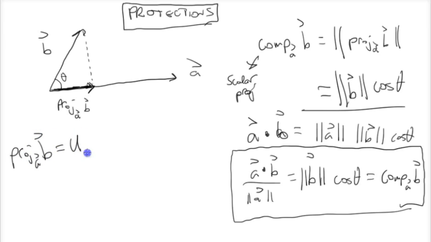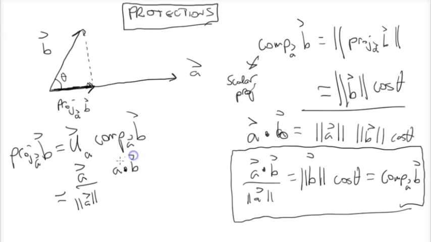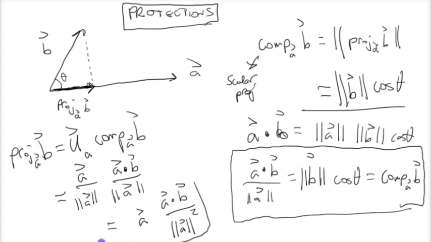So this is equal to the unit vector of A times the scalar projection of B on A, which will end up being A over its magnitude times the dot product between A and B over the magnitude of A. And so we can combine those two magnitudes, and we will get the vector A times the dot product between A and B over the magnitude of A squared. And that is how we express the projection of vector B on vector A.